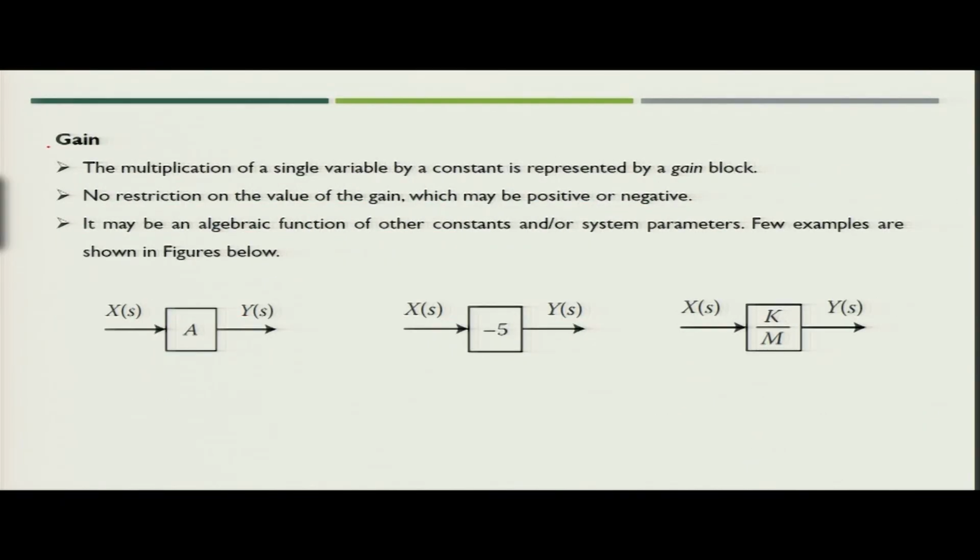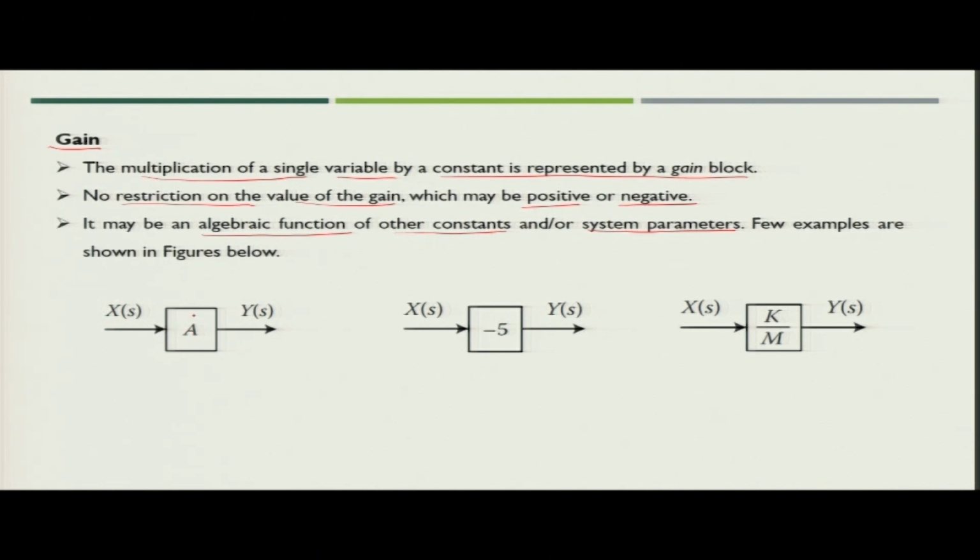Now, let us talk about the gain block. The multiplication of a single variable by a constant is represented by the gain block. There is no restriction on the value of the gain. So, it can be either positive or negative, or it can be an algebraic function of other constants and/or system parameters. So, if you see this particular block, A is the gain block. So, the Y(s) will be A into X(s) in this case.